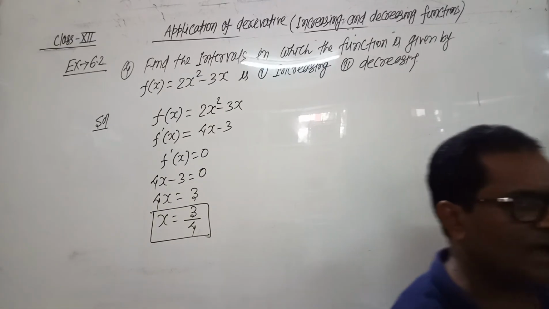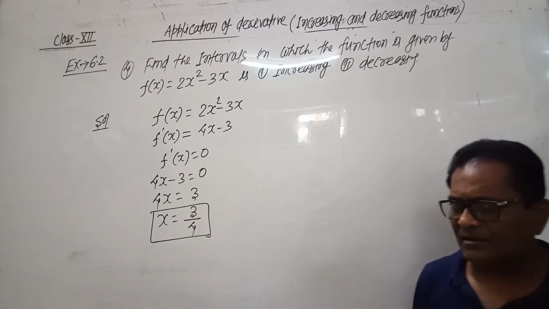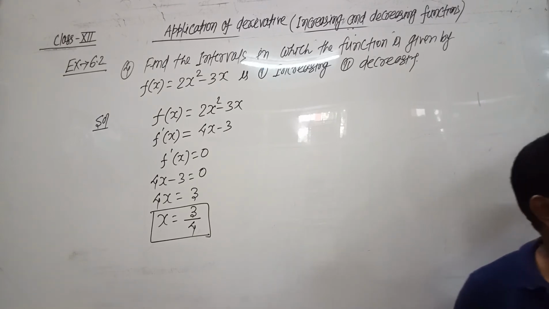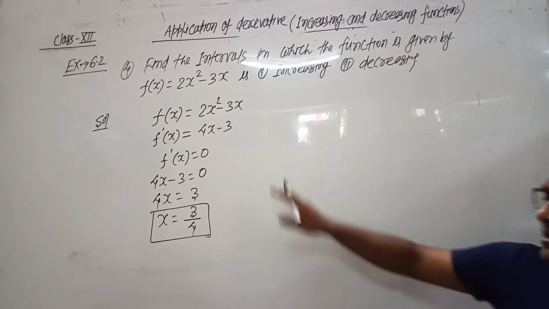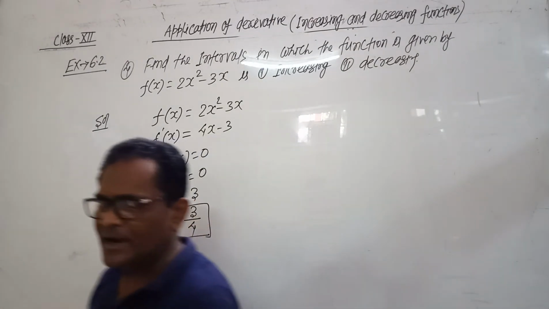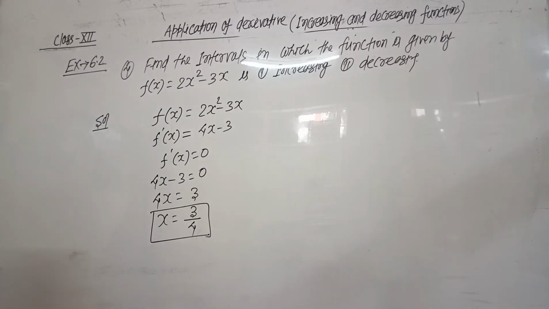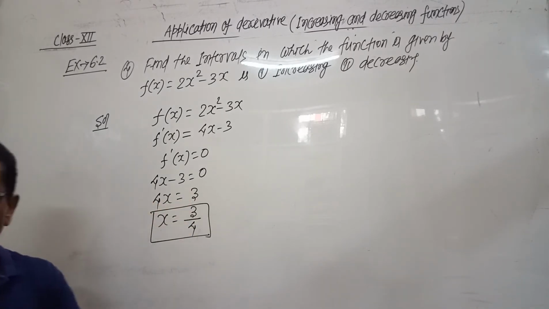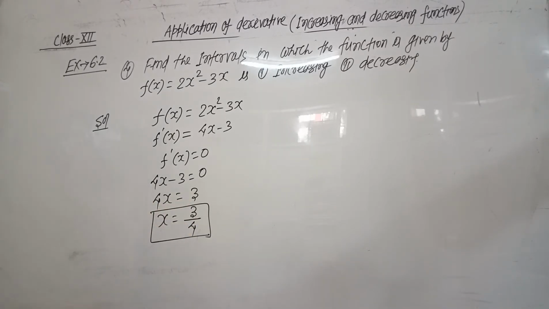So what we have to do if we are asked to find the interval? Firstly, we have to write the function, then we have to differentiate, means we have to find dy by dx or f dash x. Then in the third step, we have to make f dash x equal to 0, then find the value of x.